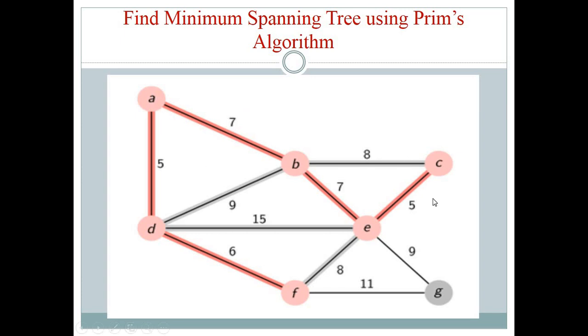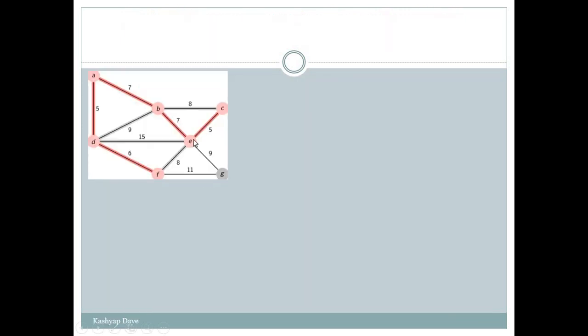Okay, so for this figure our minimum spanning tree will be E to C, that is 5. After it we will select 7. After it we will select our next 7, which is this. After it adjacent vertices are D, F and G, but here E to D is 15, B to D is 9, A to D is 5, so minimum is 5, so we will select 5.